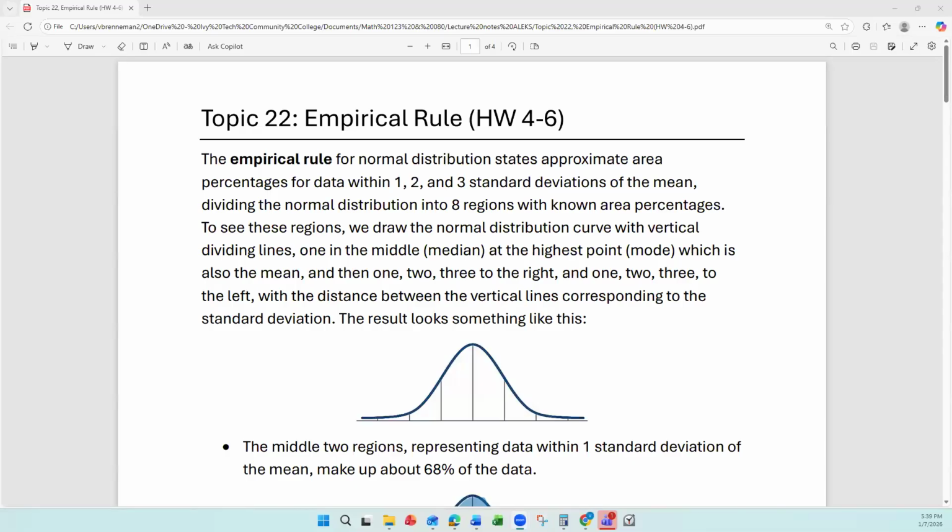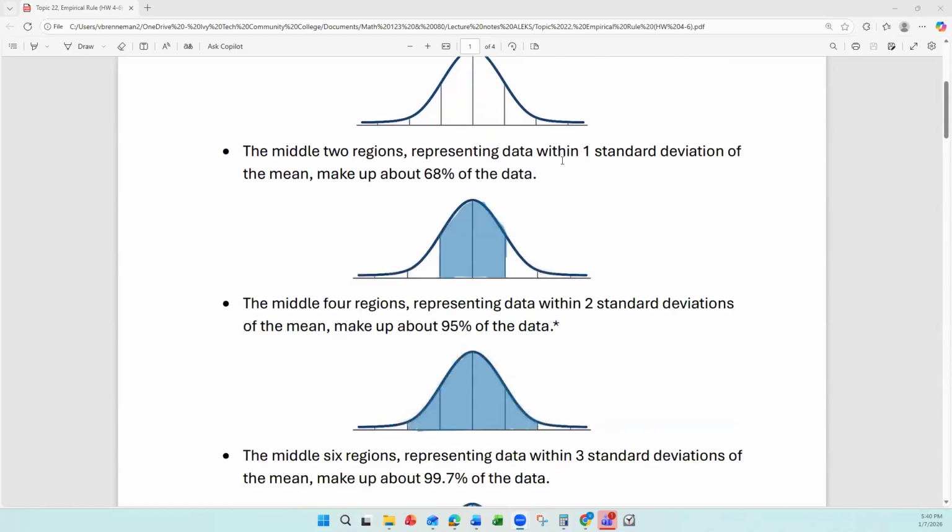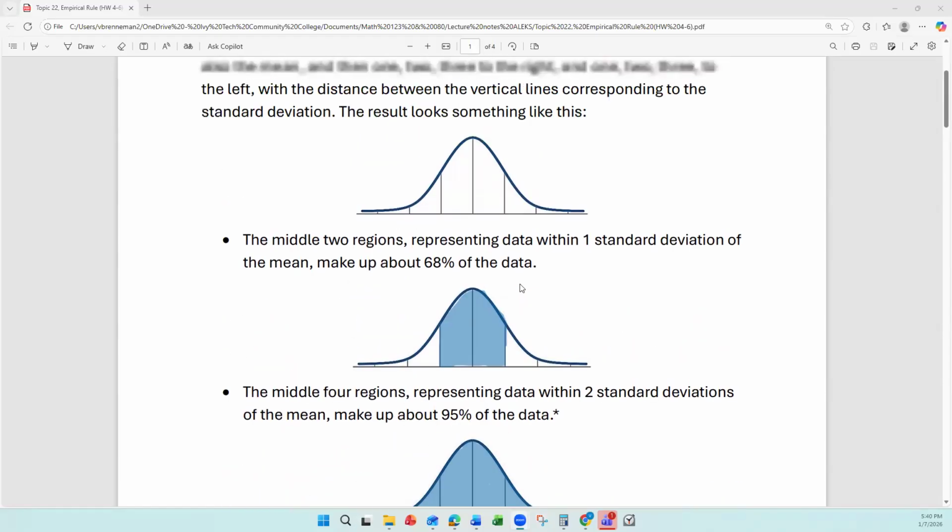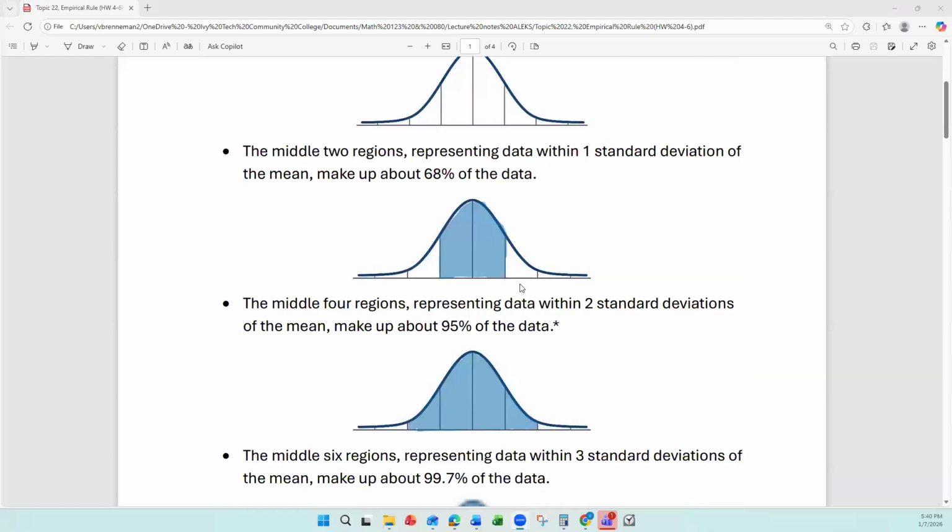This video is over topic 22, practice problems, looking at the empirical rule for normal distribution. This is based on when data values are within a certain number of standard deviations from the mean. So within 1 standard deviation or 2 standard deviations or 3 standard deviations from the mean, those represent particular percentages of the data values. That's part of what defines the normal distribution, is that these percentages occur.